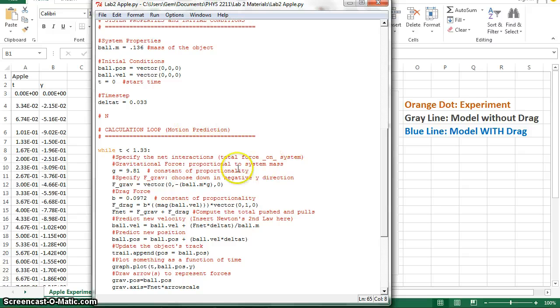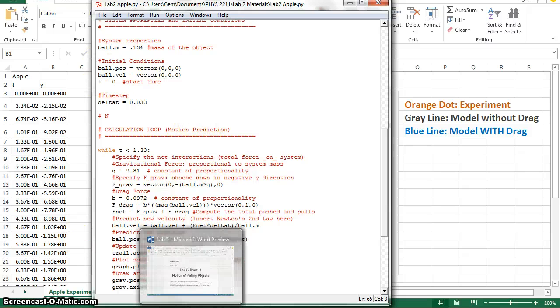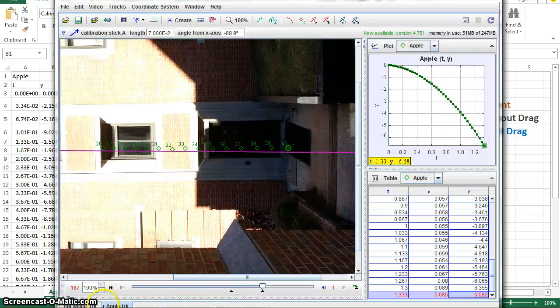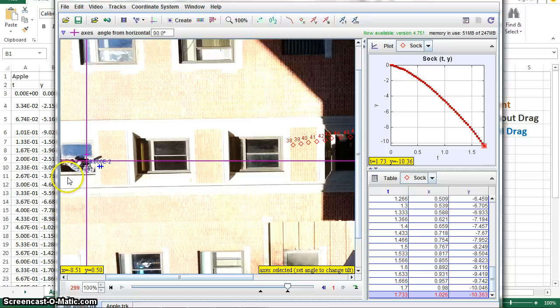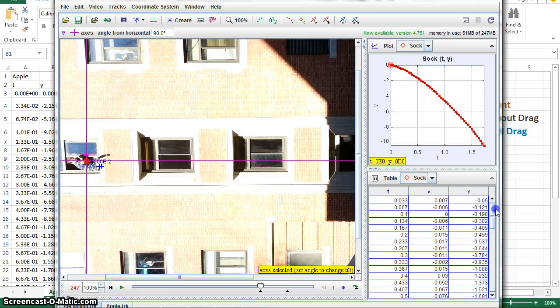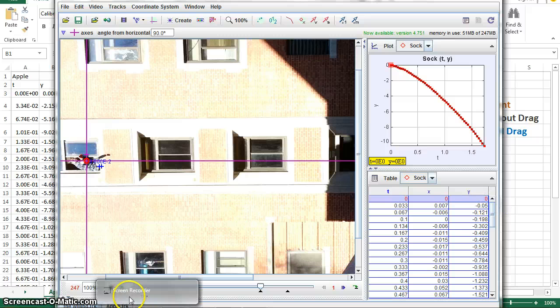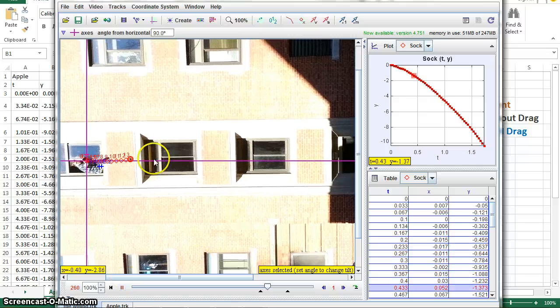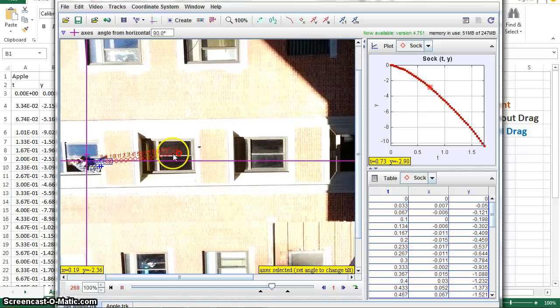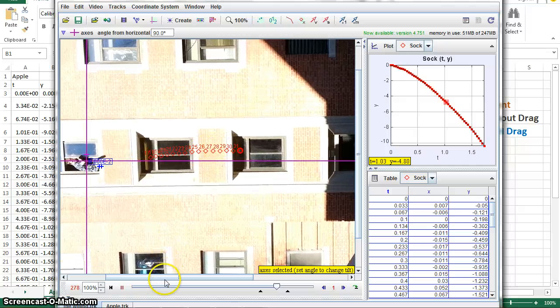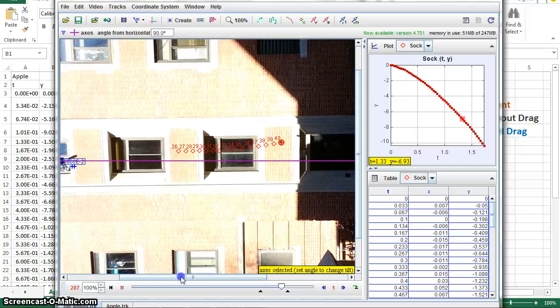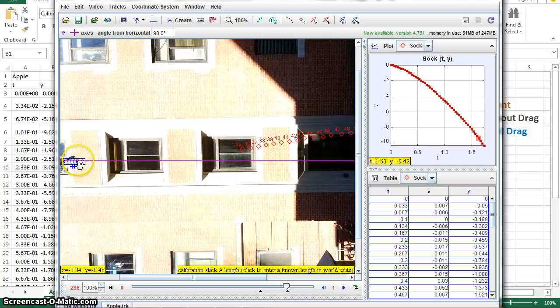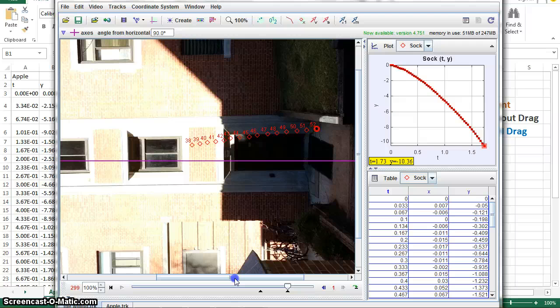I then did the exact same thing with the sock. I oriented my axis the same way, with the negative y where it is falling, and I also started my initial position at the origin. As you can see, the center of the point of mass is also the center of the sock ball, and I calibrated my stick to 0.008 because that is the diameter of the sock ball.